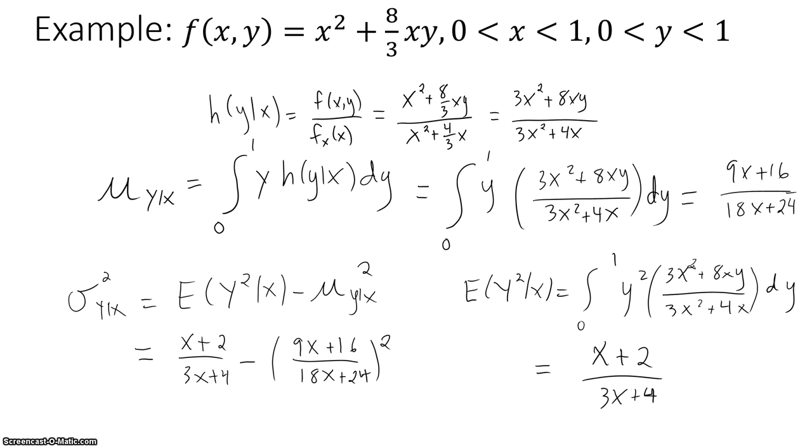So that brings us to the end of our second video. In our third video for lesson 4.4, I am going to look at calculating covariance, correlation, and also the least squares regression line when we're working with continuous bivariate distributions.